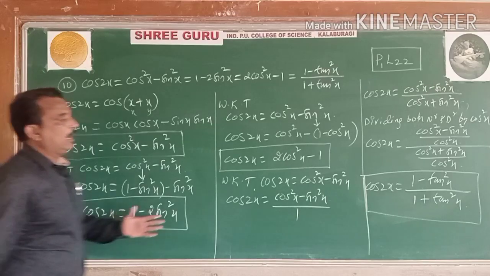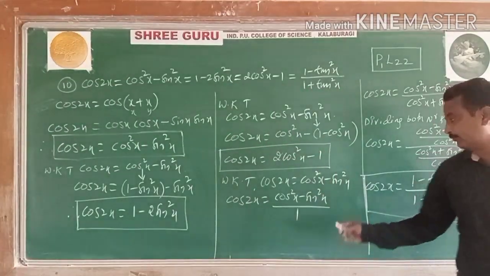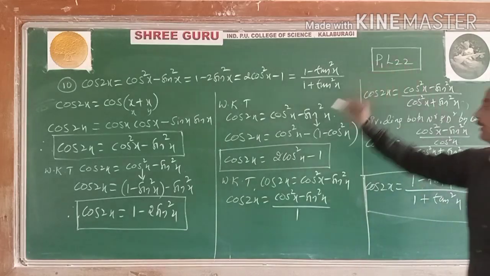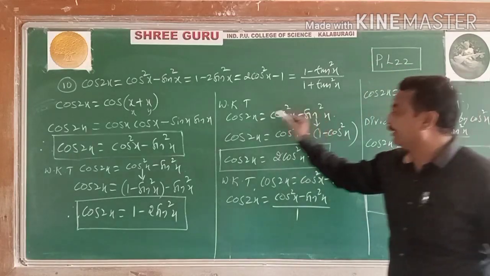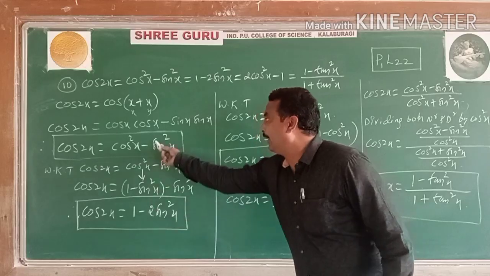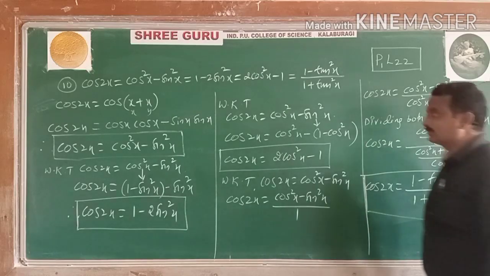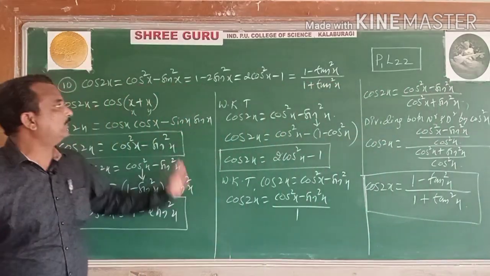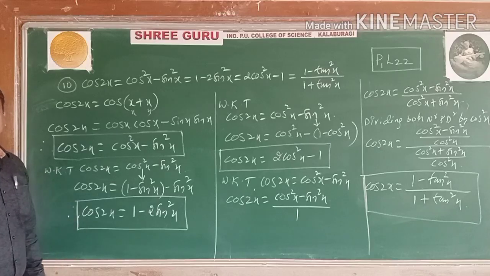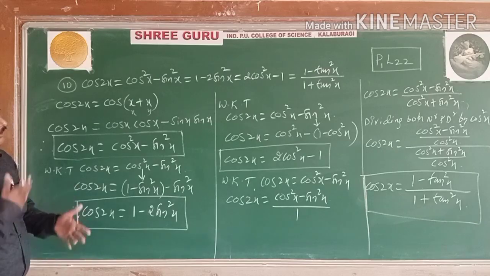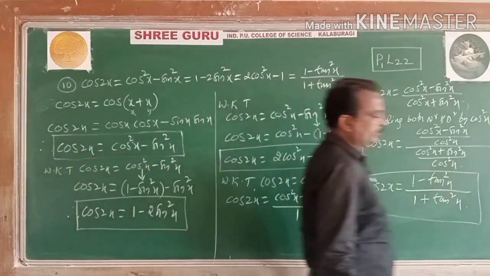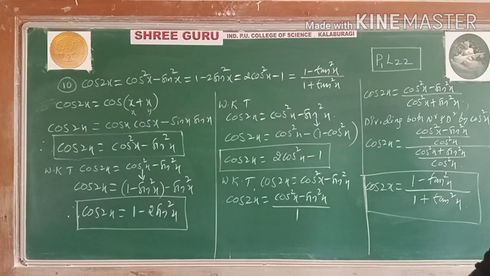See, students, cos 2x in terms of tan is 1 minus tan square x divided by 1 plus tan square x. In terms of cos, 2 cos square x minus 1. In terms of sin, 1 minus 2 sin square x. And in terms of both cos and sin, cos square x minus sin square x. So in 4 ways you may express cos 2x. You will use all these 4 results, and you will come to know in the examples. So this is about the cos 2x formula.